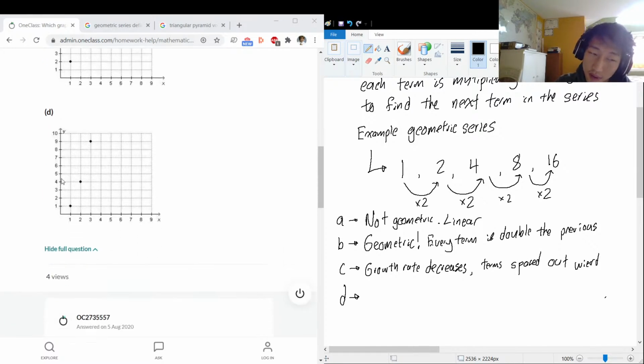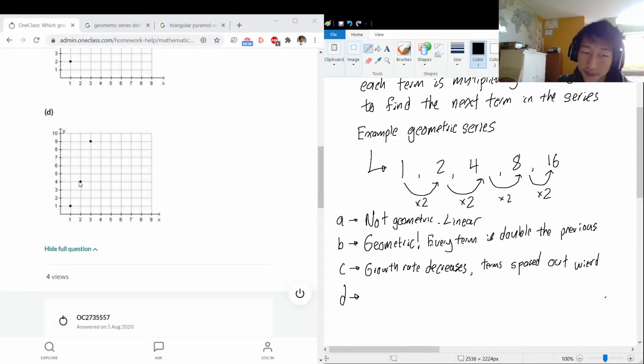And let's see if we can disqualify D. Well, its first term is 1. The second term is 4. So we divide the second term by its previous, we get 4. Okay. The third term, we get 9. 9 divided by its previous term 4, that's not 4 like we got for our previous. So this does not follow the geometric rule.